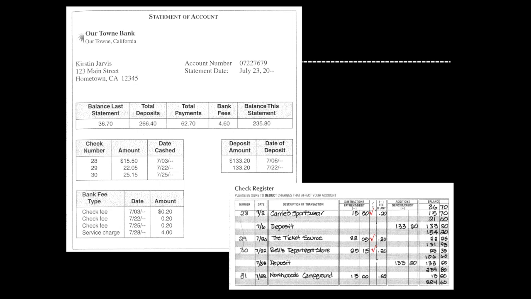Then we will go through the deposits. We have two deposits listed right here that have been deposited into our account. The first one here, $133.20, is located right there, so we will place a check mark to show that it has been deposited into our account. And the one for $133.20 on the 22nd is right there, and we will place a check mark there.